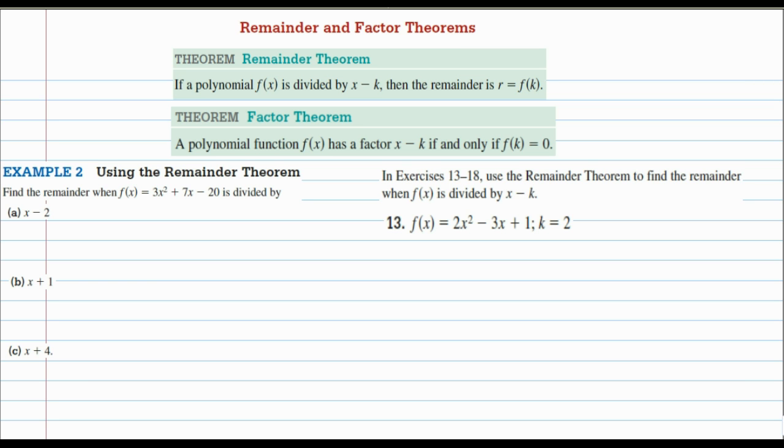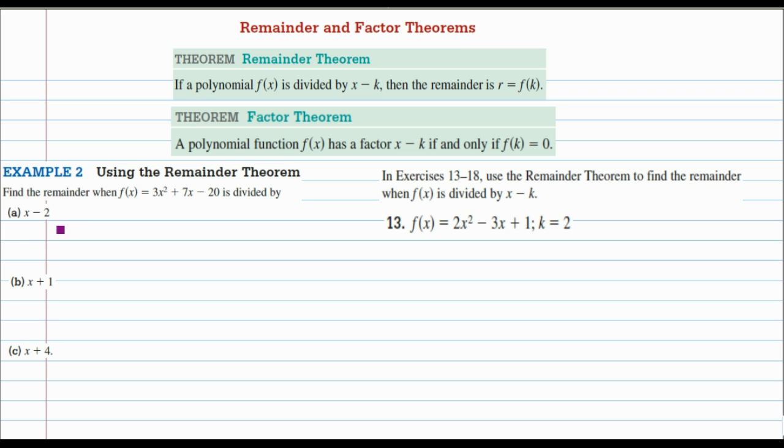Example 2. Use the remainder theorem. So the remainder theorem says if a polynomial f of x is divided by x minus k, so like x minus 2, x minus 3, x plus 4, then the remainder r is f after you plug in the k value. So in example 2, it says just find the remainder. That's all we have to find is the remainder. You don't have to go through long division. You don't have to go through synthetic division. All you need to do is find f of k.